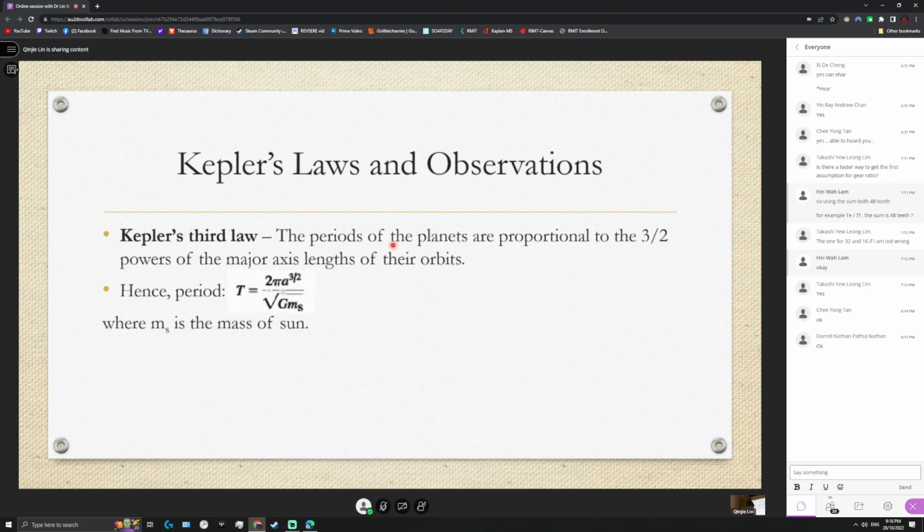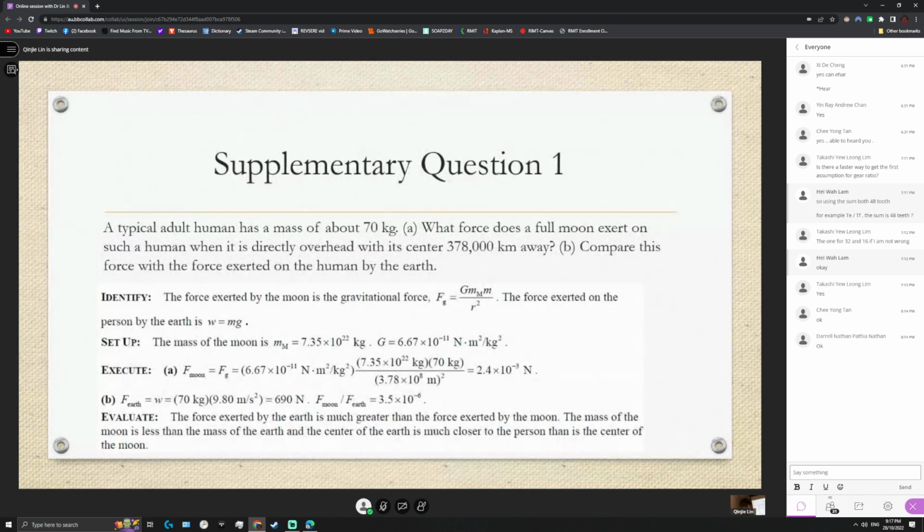Third law: the periods of the planets are proportional to the 3/2 power of the major axis length of their orbits. Basically, it's just this equation. This A is the semi-major axis. So just follow this equation. Okay. Then after that is a supplementary question, so go and have a look on your own.